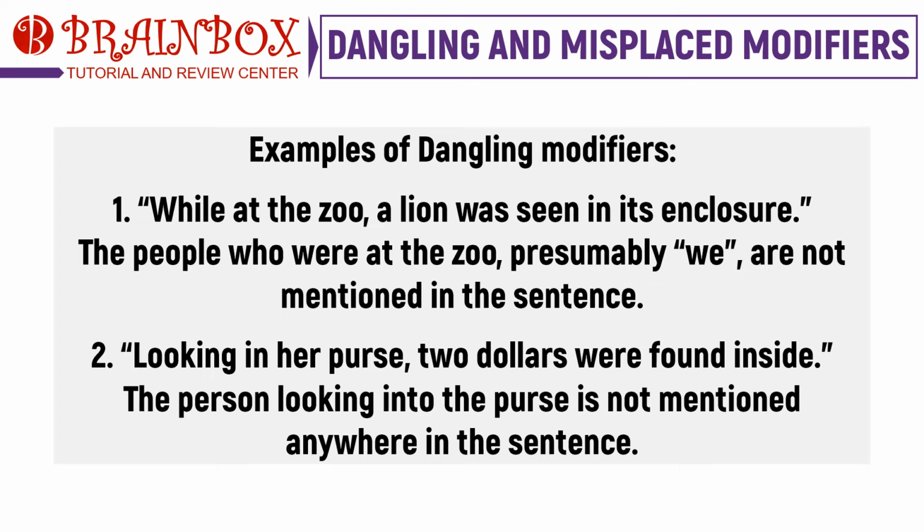While at the zoo, a lion was seen in its enclosure. This is considered wrong because the people who were at the zoo, presumably, we, are not mentioned in the sentence. In another example, looking in her purse, $2 were found inside. This is again considered grammatically incorrect because the person looking into the purse is not mentioned anywhere in the sentence.